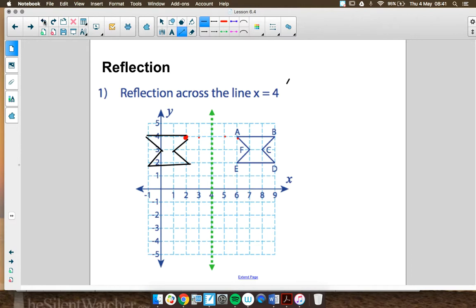Notice that this could be different if the line that it's being reflected across is different. Okay, so go ahead and practice that today.